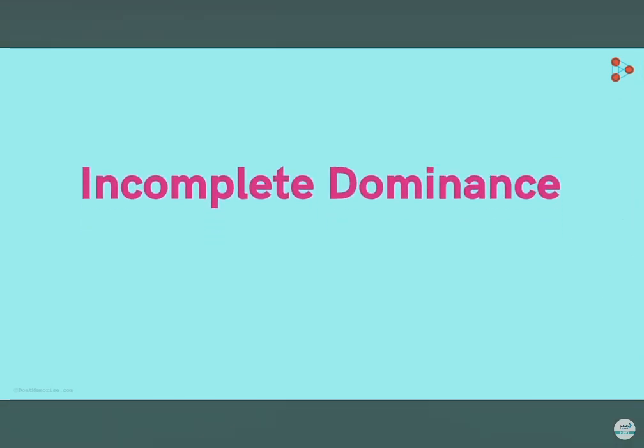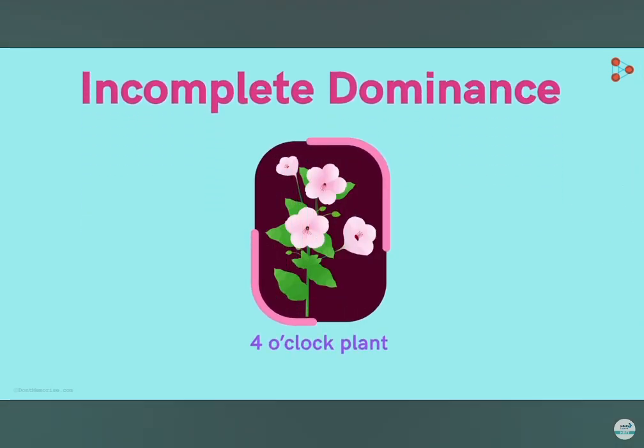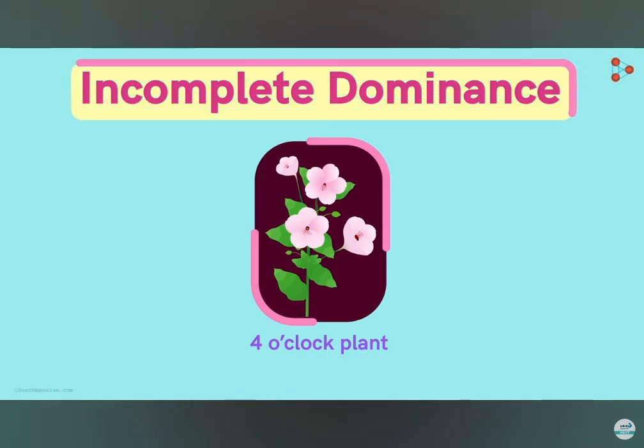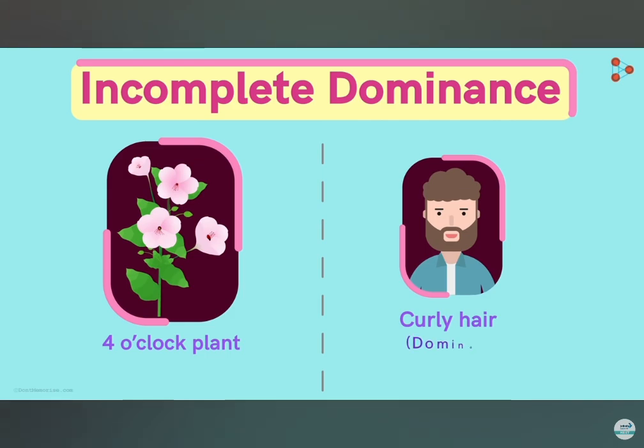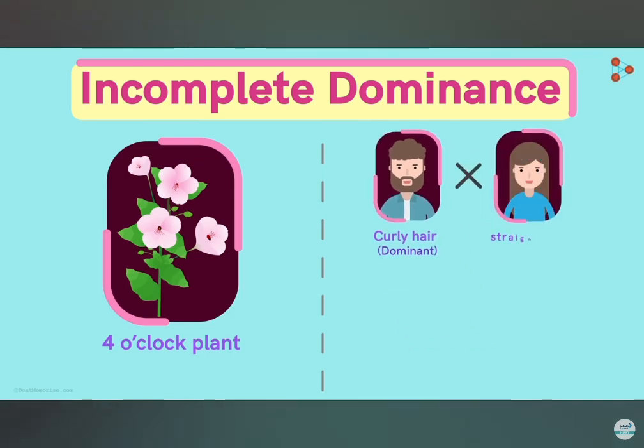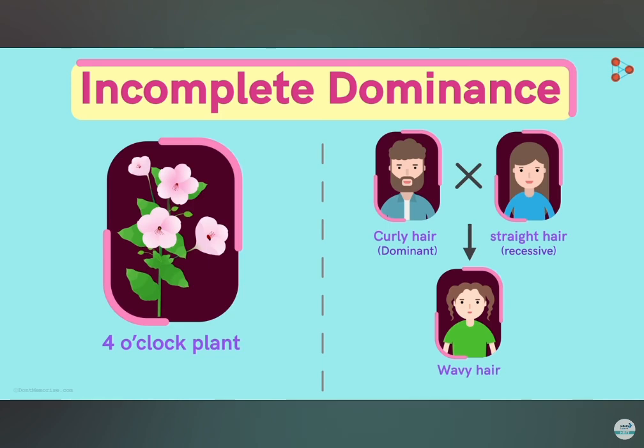In nature, incomplete dominance is seen in plants like the 4 o'clock plants. In humans, we've seen that the incomplete dominance is seen in hair type. Curly hair, which is a dominant trait, when crossed with straight hair, that is a recessive trait, gives us wavy hair. Wavy hair is a trait intermediate of both the types, and hence it's an example of incomplete dominance.